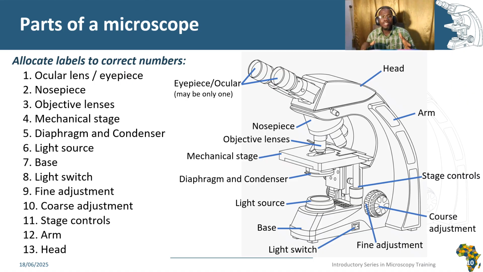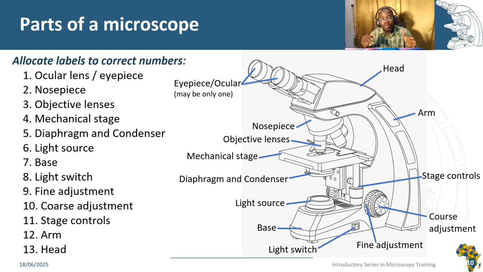Starting with the objective lenses, these are primary magnifying lenses. In fact, without these lenses, a microscope is just like an empty tube. So they are very critical and composed of four sets of lenses.